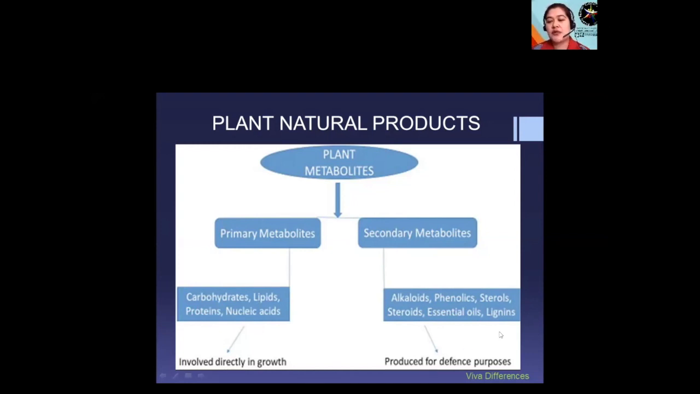Now, all of these secondary metabolites are not used for growth and development anymore, but they are used for defense purposes. What would be defenses against? This would be against UV radiation, and defenses against extreme salinity, extreme acidity, extreme temperatures, drought, extreme water, and even for parasites and disease-causing organisms, herbivores even. Yun ang mga gamit ng mga defenses na yan.